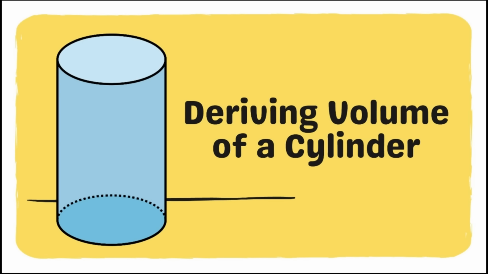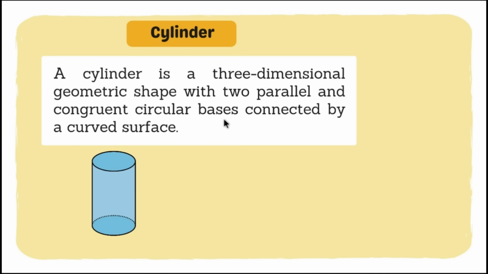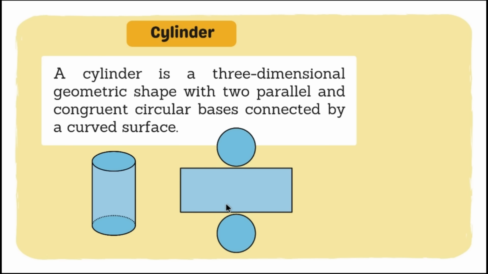Okay, now that we already learned about the formula of the circle and how was it derived, let us now proceed to the deriving volume of a cylinder. Okay, first, let's define cylinder. Ano ba ang cylinder? So, cylinder is a three-dimensional geometric shape with two parallel and congruent circular bases connected by a curved surface. Para mas maintindihan nyo, if we just open up itong cylinder natin, ito po yung dalawang parallel bases natin. Okay, the circle at the bottom and the circle on top. And yung nandito po sa ating gitna, yun po yung ating curved surface. Okay? As you can see, it's just a rectangle.